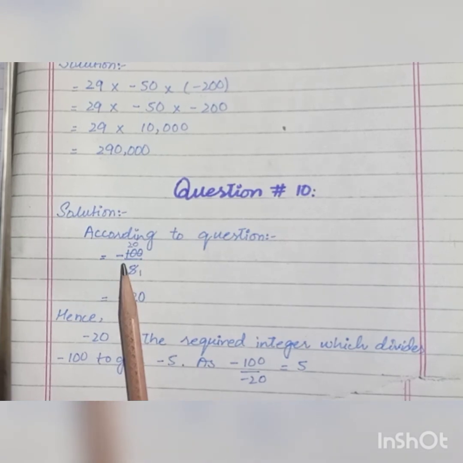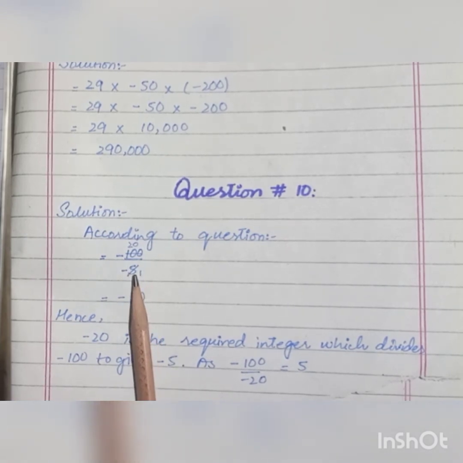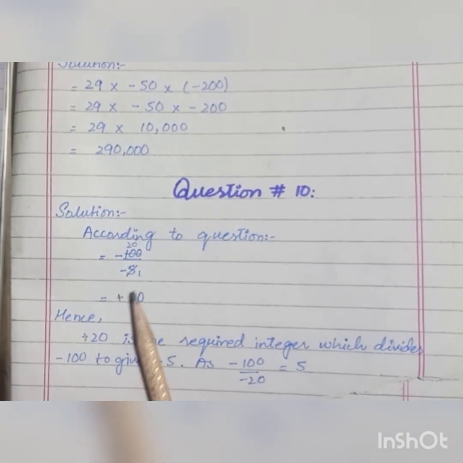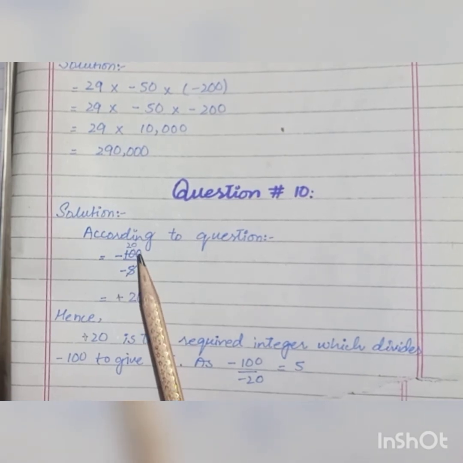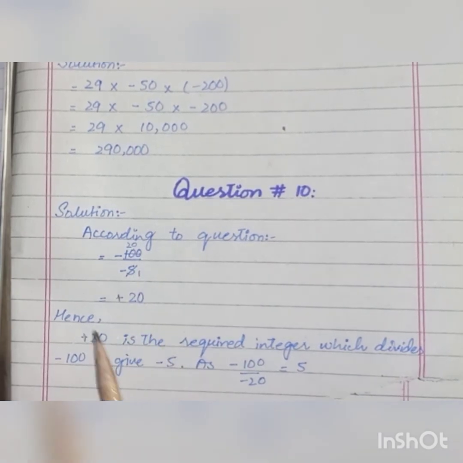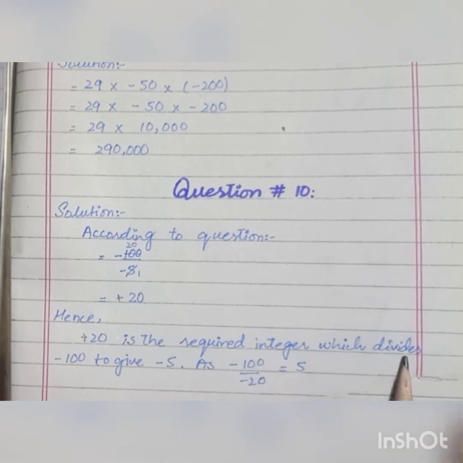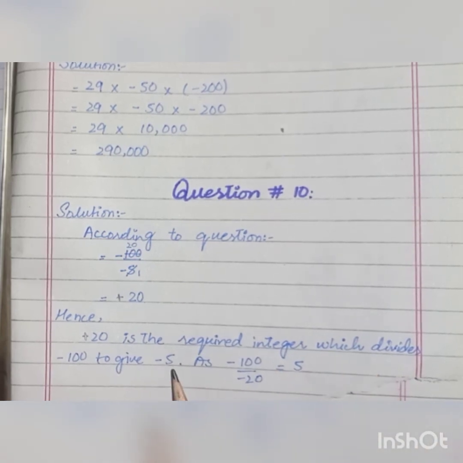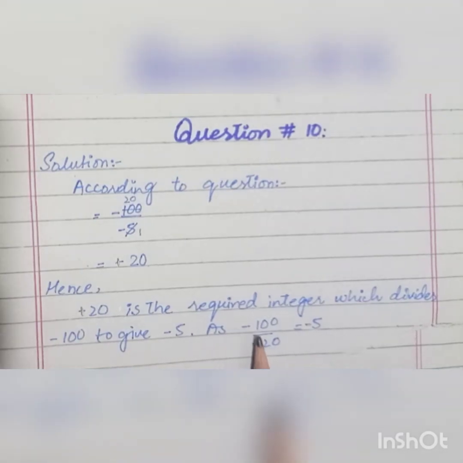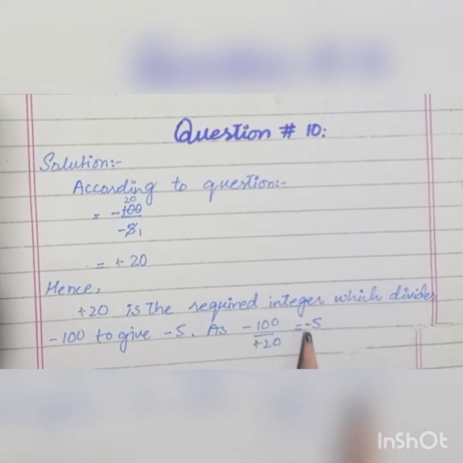So we will divide minus 100 by minus 5. Students, minus minus will be plus and 5 ones are 5, 5 twos are 10 and 0 as it is. The answer is 20. As 20 is the required integer which divides minus 100 to give minus 5. As minus 100 divided by plus 20 gives the answer minus 5. Which shows that 20 is that number which divides minus 100 and gives the answer minus 5.